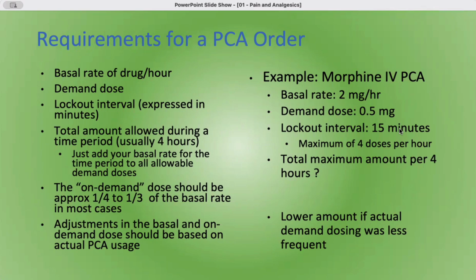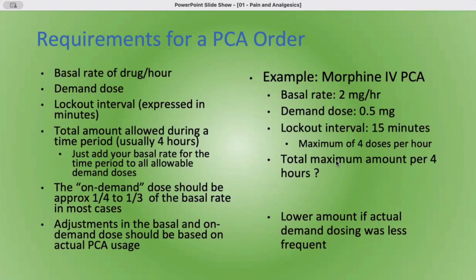The lockout interval is how long in between the demand doses that can be administered by the patient. So if they hit the button, they get 0.5 milligram of morphine, and they will not be able to redose themselves for 15 minutes. A lockout interval of 15 minutes means that they can get no more than 4 doses an hour, right? It's 15 minutes. If they do it exactly every 15 minutes, you end up giving 4 doses, at 0, 15, 30, and 45 minutes in a 1 hour period.